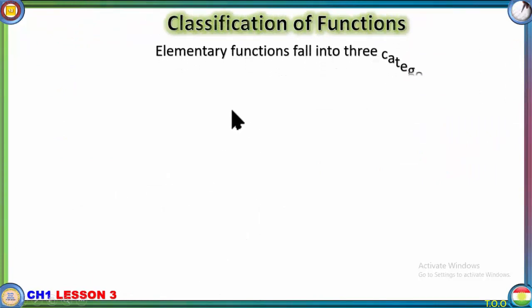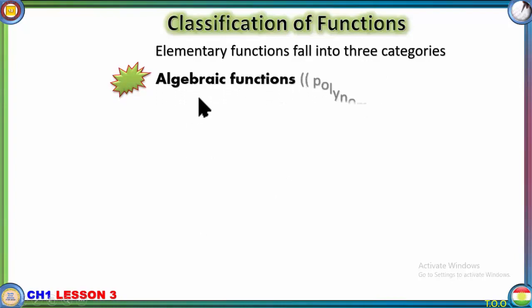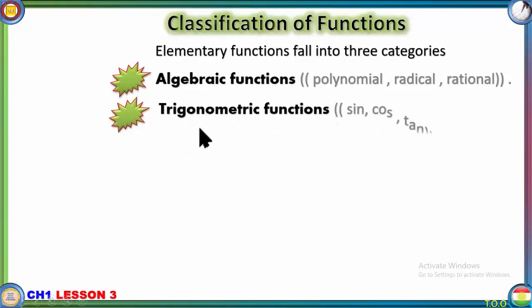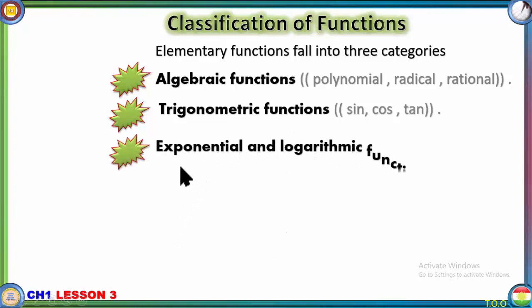Classification of the function. Elementary functions fall into 3 categories. First one, algebraic functions: polynomial, radical, and rational functions. Then trigonometric functions: sine, cosine, and tangent. And exponential and logarithmic functions.